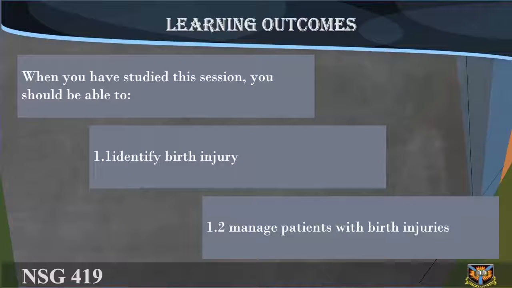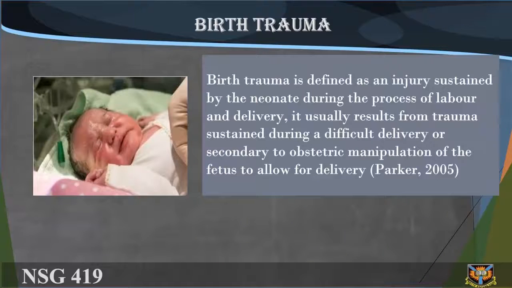Learning outcomes. When you have studied this section, you should be able to identify birth injury and manage patients with birth injury. Birth trauma. Birth trauma is defined as an injury sustained by the neonate during the process of labor and delivery. It usually results from trauma sustained during a difficult delivery or secondary to obstetric manipulation of the foetus to allow for delivery. Parker 2005.